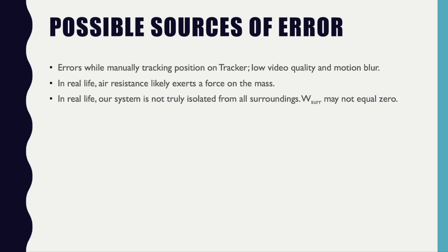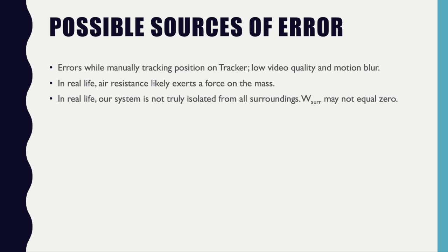The main source comes from manually having to track the mass's position on Tracker, which can be quite difficult since it's an object on video being clicked on by a mouse cursor. It can be hard to tell if the mouse is clicking precisely on the center of the mass. Also, the lower quality of the video causes motion blur and makes images unclear.